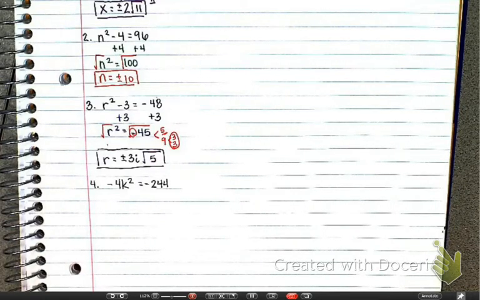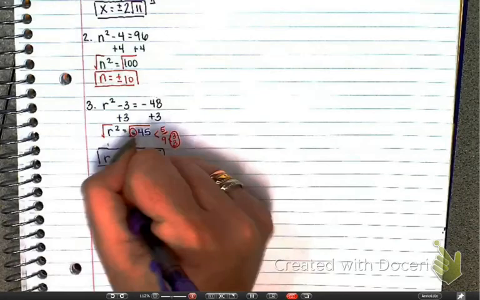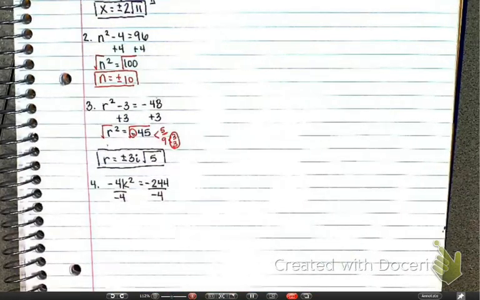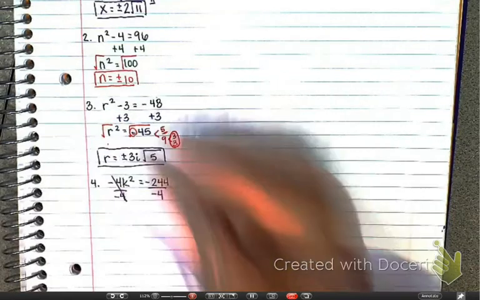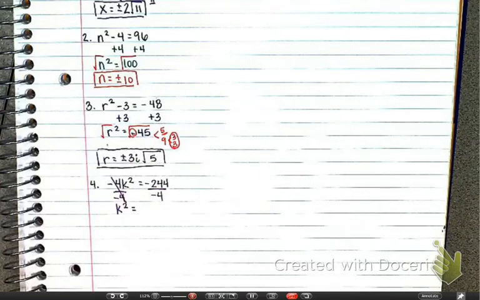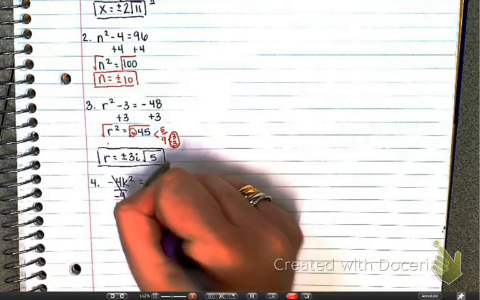Okay, and again, we're still trying to get the variable by itself, but we don't have a plus or minus here. We have negative 4k squared. So how do I get k squared alone? Divide by negative 4, because I want k squared by itself. Those negative 4s are going to cancel, leaving me with k squared equals what? 61? Okay.